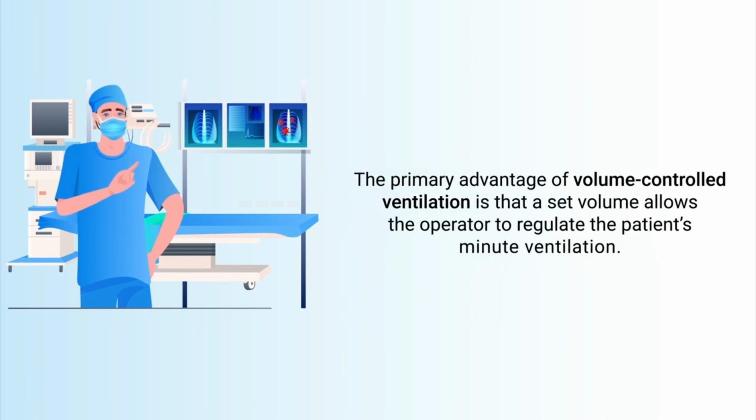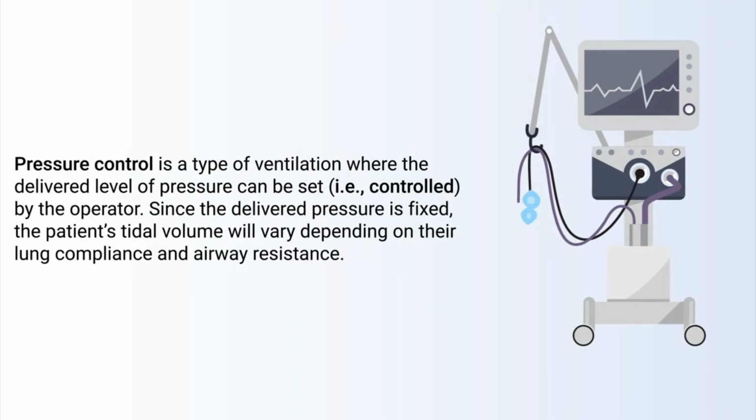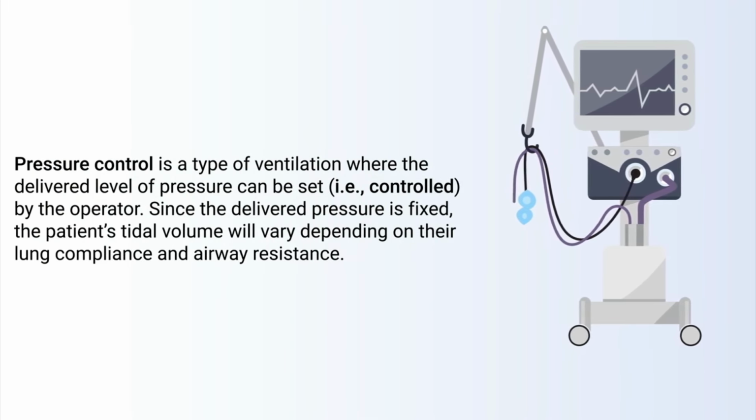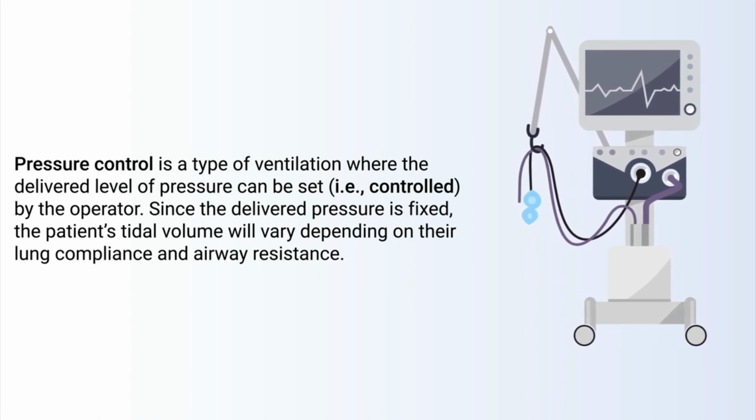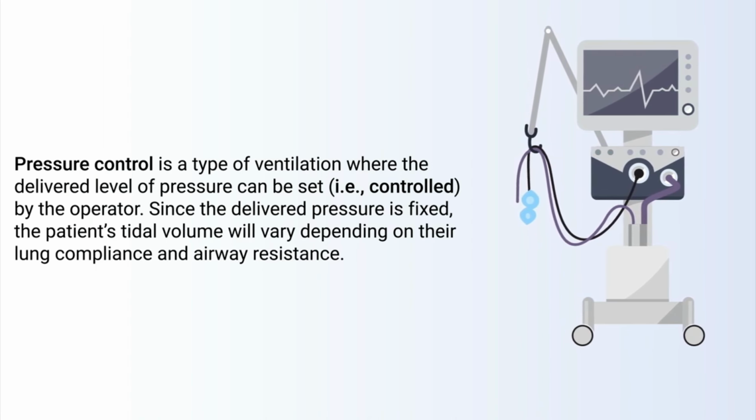The primary advantage of volume-controlled ventilation is that a set volume allows the operator to regulate the patient's minute ventilation. Pressure control, on the other hand, is a type of ventilation where the delivered level of pressure can be set or controlled by the operator.